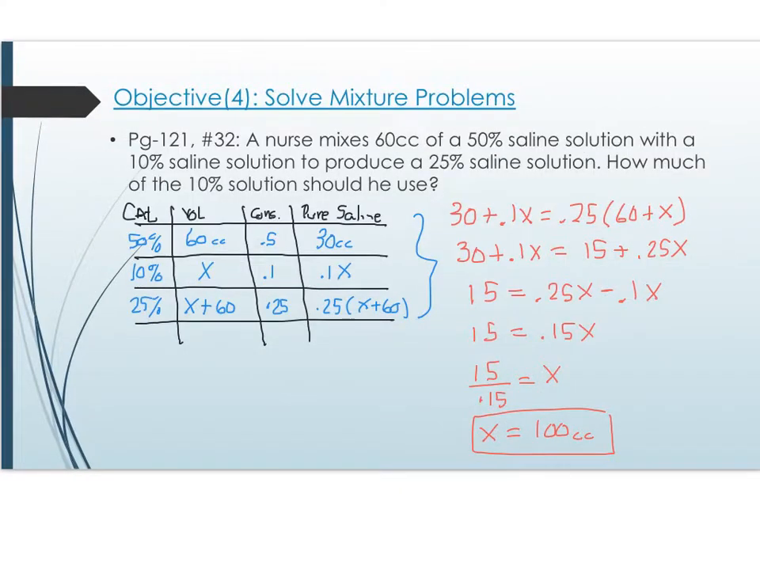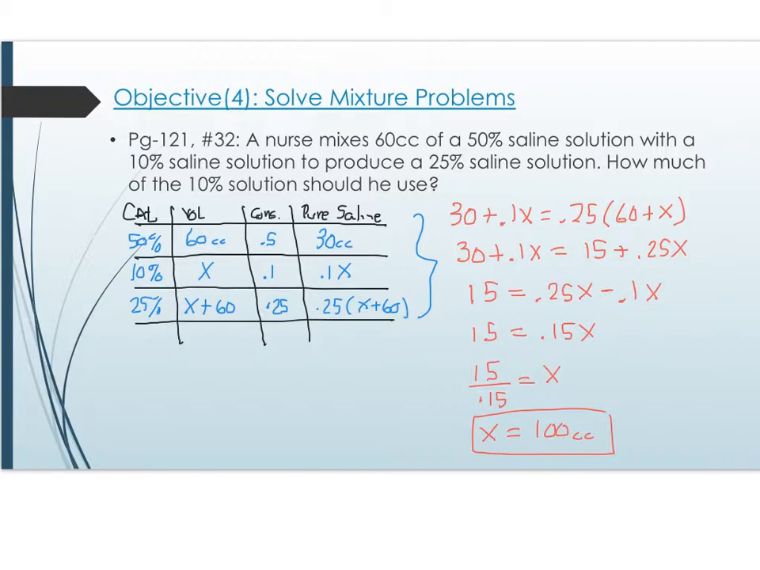Our last problem that we're presenting in class is a mixture problem. We're going to look at page 121, number 32. A nurse mixes 60 cc's of a 50% saline solution with a 10% saline solution to produce a 25% saline solution. How much of the 10% solution should he use?